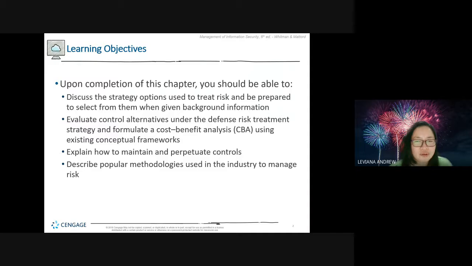The learning objectives for this chapter are, number one, discuss the strategy options used to treat the risk and be prepared to select from them when given background information. Number two, evaluate control alternatives under the defense risk treatment strategy and formulate a cost-benefit analysis using an existing conceptual framework. Number three, explain how to maintain and perpetuate controls. And number four, describe popular methodologies used in the industry to manage all of these risks.